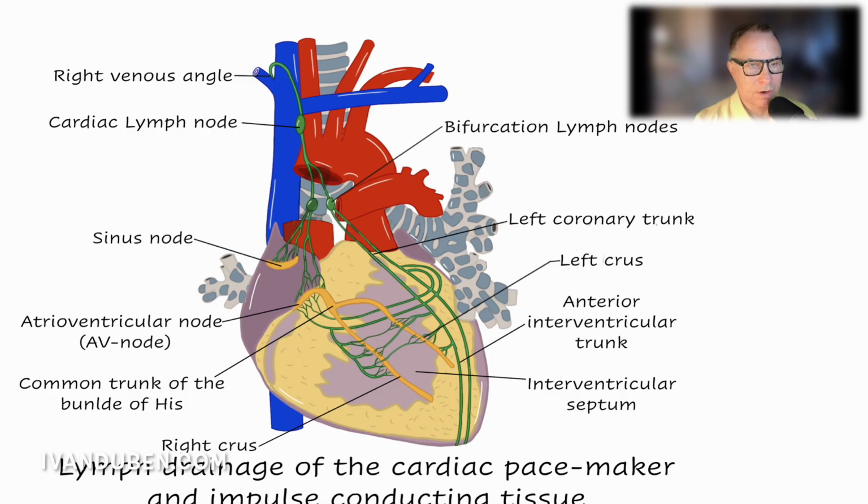Again, looking at the heart, we have a cardiac lymph node here. This is outside the pericardium. There's that one called a bifurcation lymph node. There's even a sinus node. And we have the left coronary trunk. These are lymphatic vessels, but there are no lymph nodes here on the outside of the pericardium. But the pericardium still has these lymphatic vessels that are supporting the pericardium.